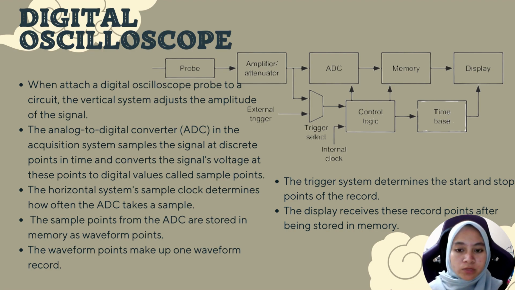The sample points from the ADC are stored in memory as waveform points. The waveform points make up one waveform record. The trigger system determines the start and stop points of the record. The display receives these record points after being stored in memory.